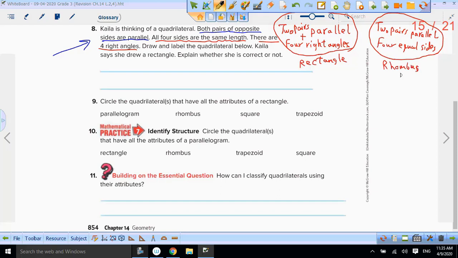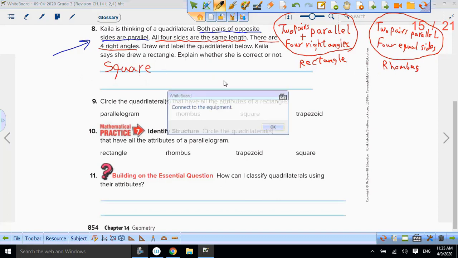But if I say these 3 attributes, both pairs of opposite sides are parallel, all 4 sides are the same length, and the 4 right angles, so it is a square. So if Kyla says that it is a rectangle, is it true or false? No, it is not false. Why is it not wrong?